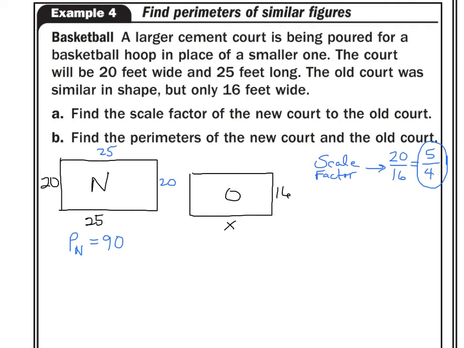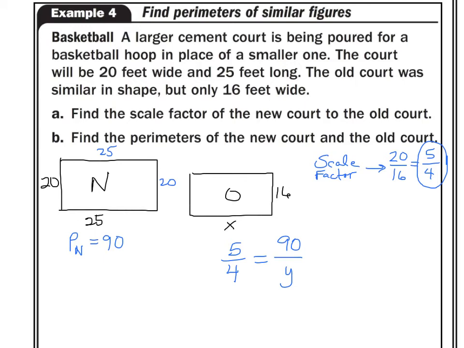Now, remember what I said about scale factors. The scale factor and the ratios of the perimeter are going to be equal to each other. So, I know the scale factor is 5/4. I know that I have the perimeter of the new court at 90. But I don't know what the measurement of the perimeter of the old court is.